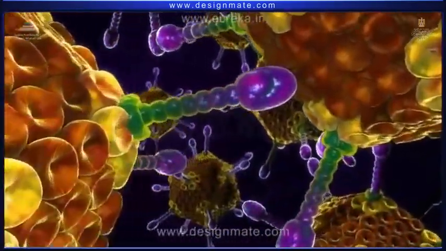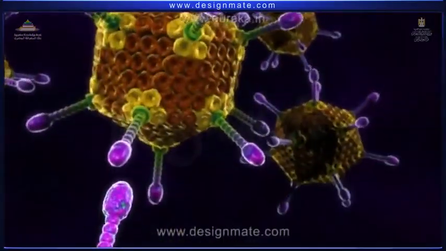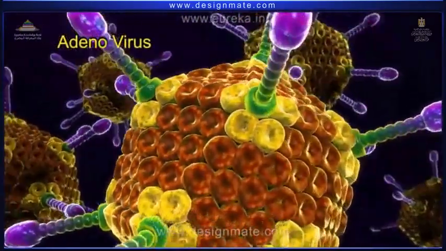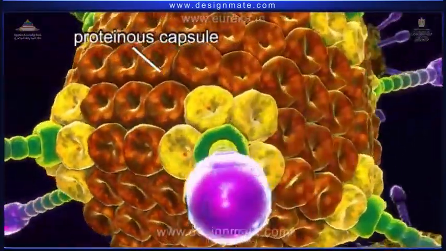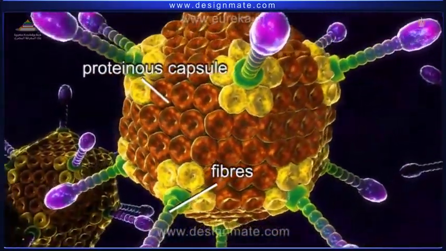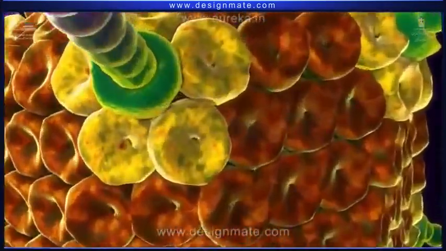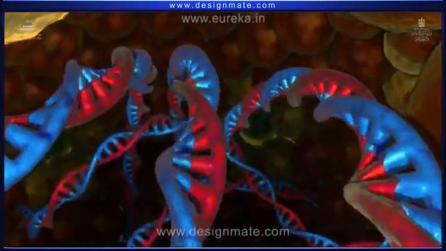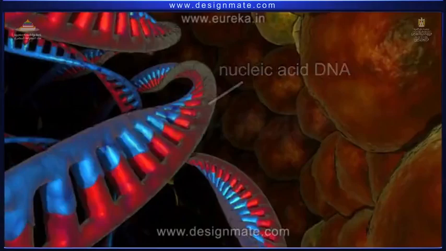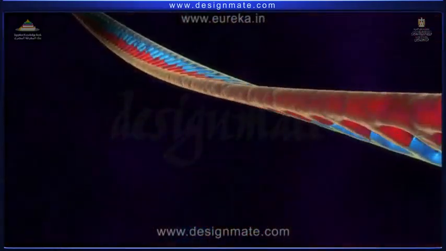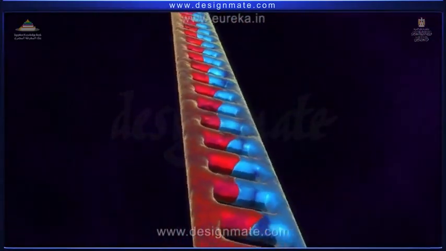In order to cure this disease, a virus called adenovirus is utilized. This virus has a proteinous capsule with fibers extending from its surface. On making the capsule transparent, we observe the core containing the nucleic acid DNA. This DNA is isolated from the viral core.